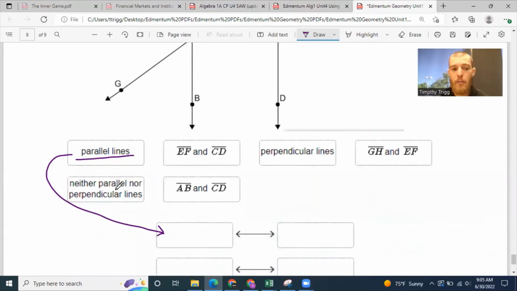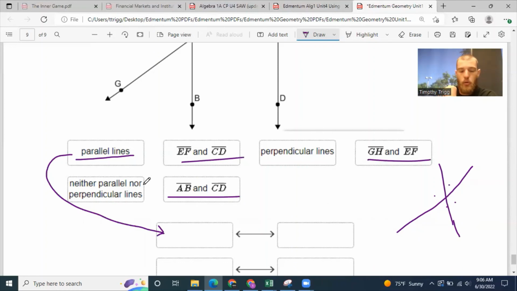And then neither parallel nor perpendicular lines. That just means two lines that cross each other, but not at a right angle. So any two lines that cross each other but don't cross at a right angle could be like this. See, none of these are right angles. So these would be neither parallel nor perpendicular, right? They're not parallel, they cross, but they're not perpendicular because they don't cross at a right angle. Okay, so figure out which set of lines would describe that, neither parallel nor perpendicular.